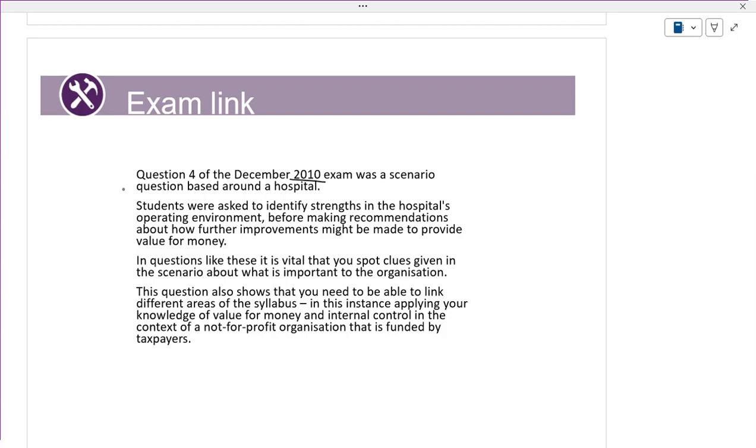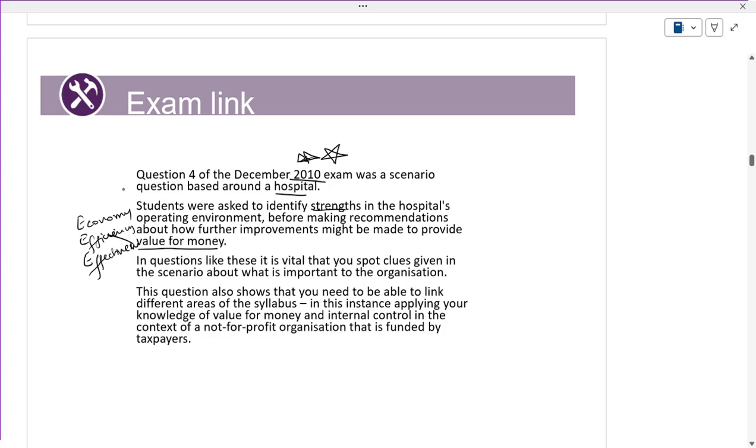There are some questions, okay? Question number four, December 2010, was a scenario based on a hospital. It's a very, very important question. Remind me that in the next class we will do this question. Students were asked what the strengths are and what the recommendations are in terms of improvements to provide value for money: economy, efficiency, and effectiveness. Take this one, I'm giving it to you.